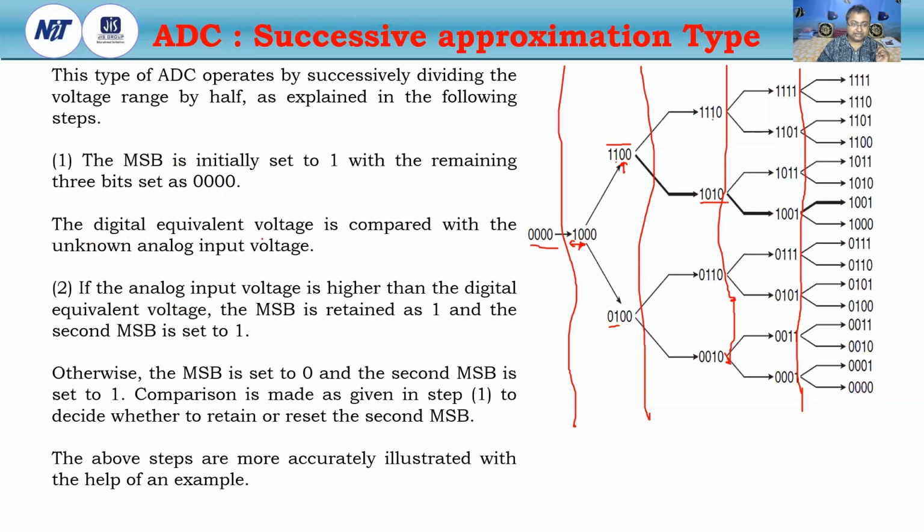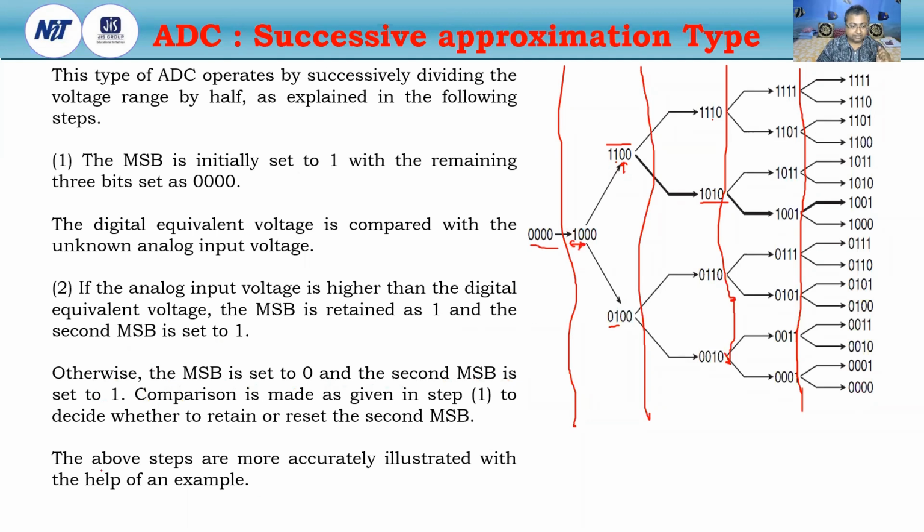The digital equivalent voltage is compared with the unknown analog input voltage. If the analog input voltage is higher than the digital equivalent voltage, the MSB bit is retained as 1 and the second MSB is set to 1. Otherwise, the MSB bit is set to 0 and the second MSB bit is set to 1. That means that's an interchange.